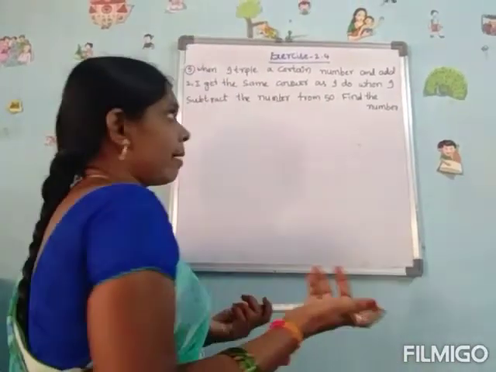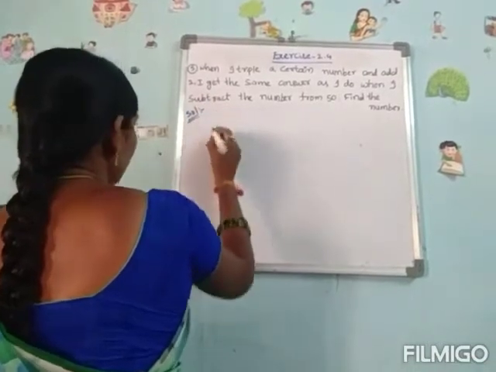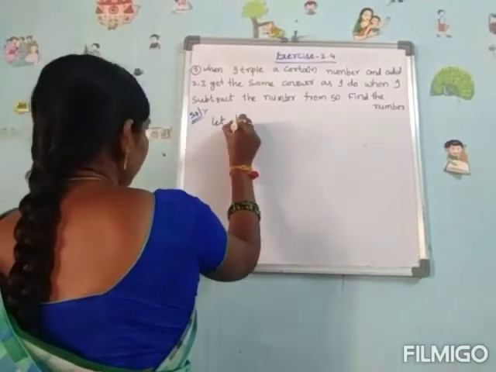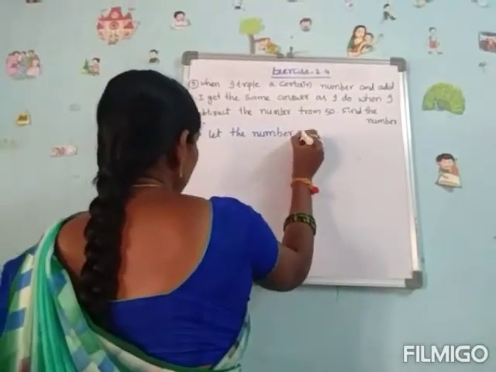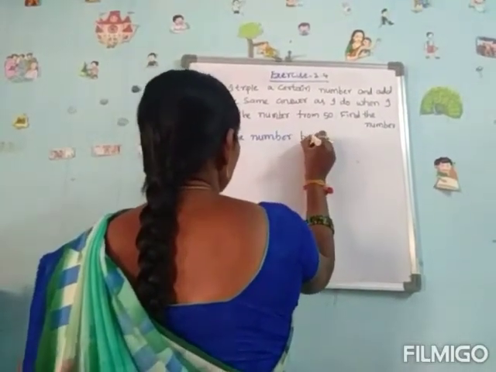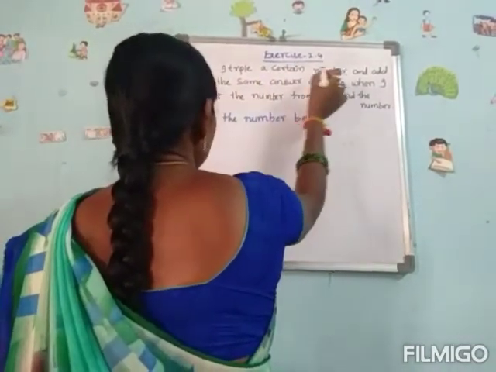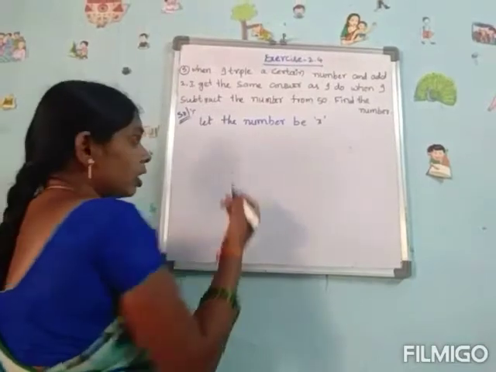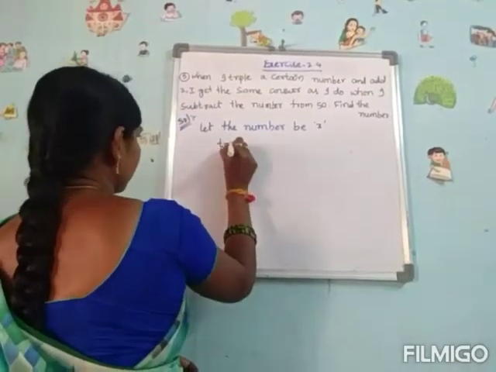We don't know the number here also. So the same: let the number be x. We don't know the number, so that's why we take x. So when I triple a certain number, triple means 3 times. So triple a number.